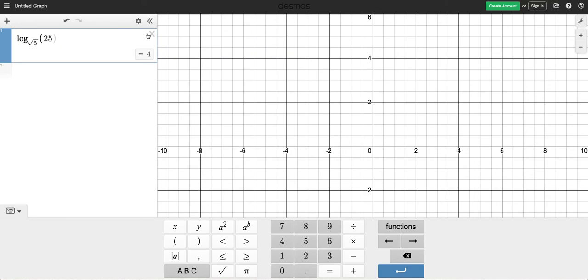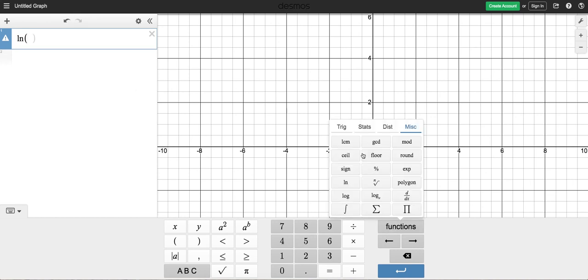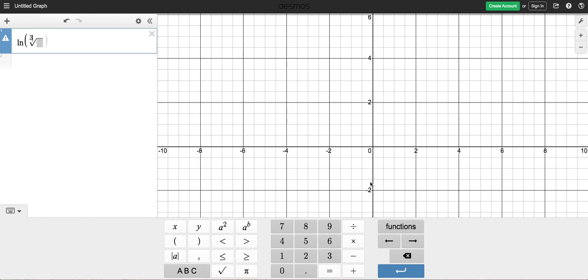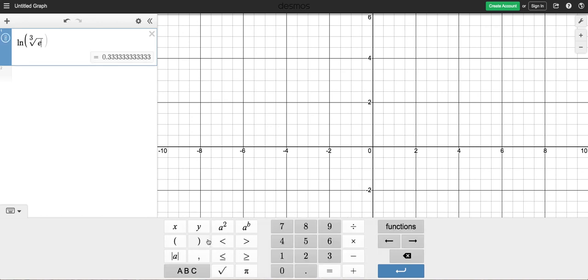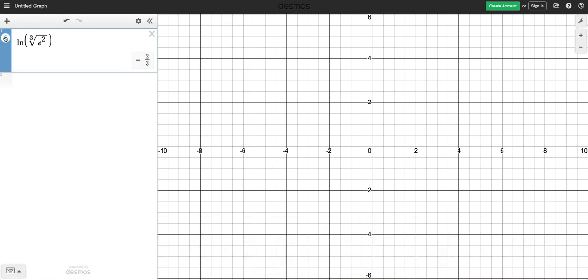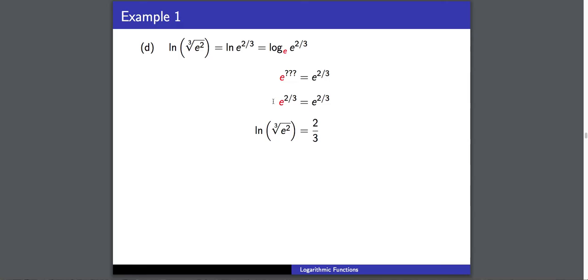We can see that in Desmos if we do the natural log. And in parentheses here, let's go to functions and nth root here. The cube root of, we'll go e squared, is 0.6 repeating, which if we click on this will give us the 2/3.